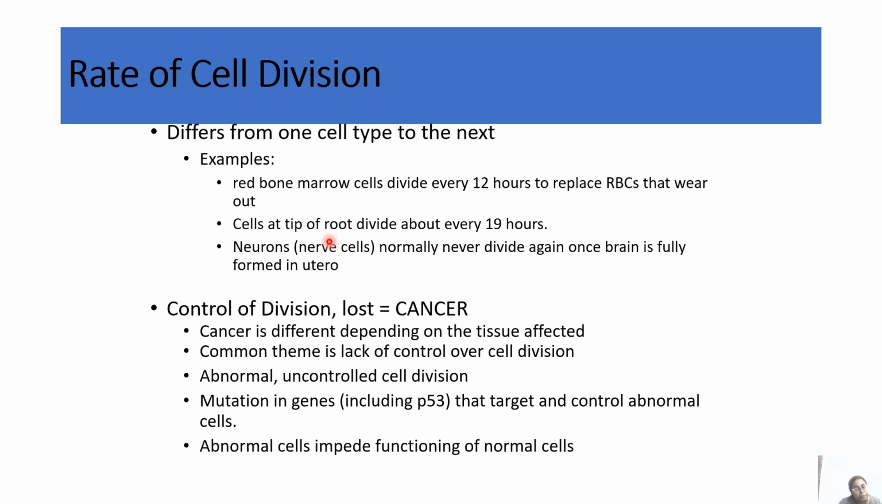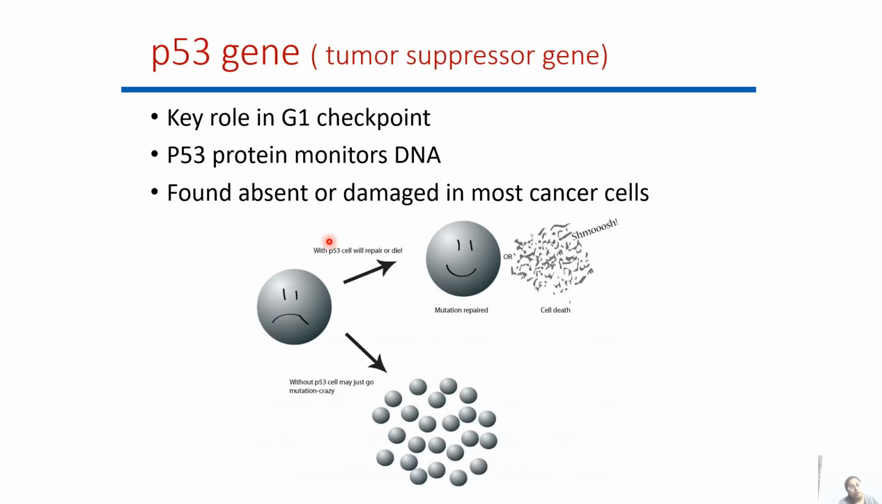So, cancer is different depending on the tissue affected. The common theme is lack of control over cell division, abnormal uncontrolled cell division, with mutations in genes including p53 that target and control abnormal cells. Abnormal cells impede functioning of normal cells, right? So what is the p53 gene? It's a tumor suppressor gene. It has a key role in the G1 checkpoint. The p53 protein monitors DNA. It's found absent or damaged in most cancer cells, right?